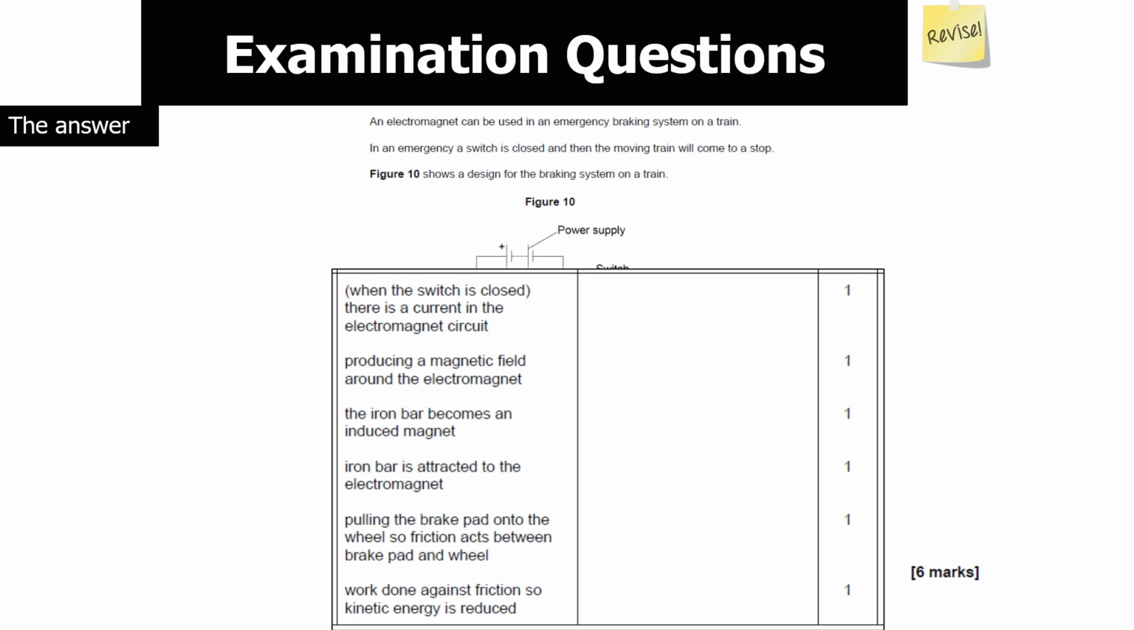This makes the iron bar, which is the magnetic material, an induced magnet. So what do we know about induced magnets? Well, it'll be attracted to the electromagnet because induced magnets are always attracted. So therefore, it'll pull the brake pad onto the wheel, so friction acts between the brake pad and the wheel. So this means that there's work done against friction, so it reduces the kinetic energy. Remember, link it in step by step to make it into a logical order.